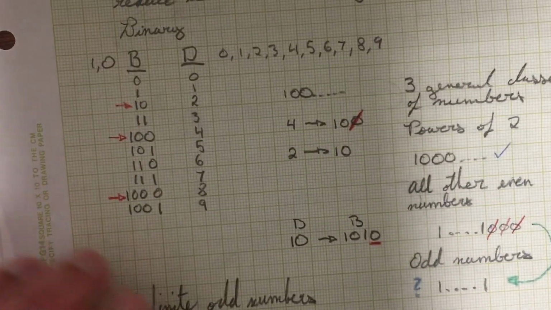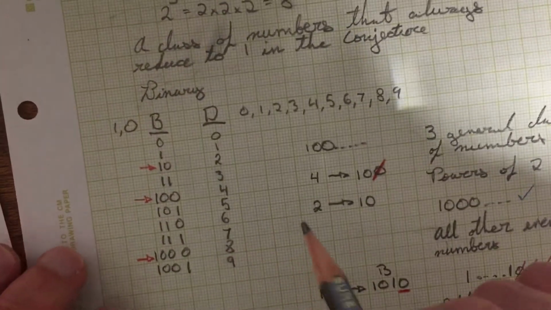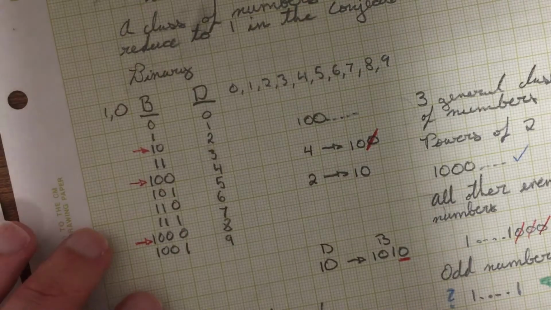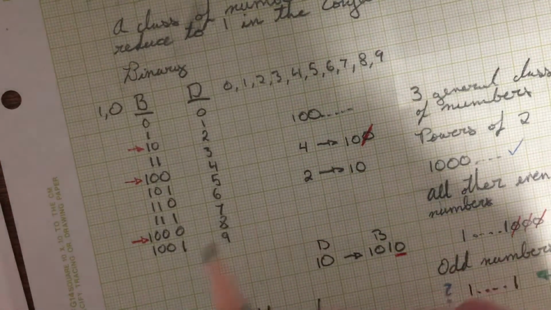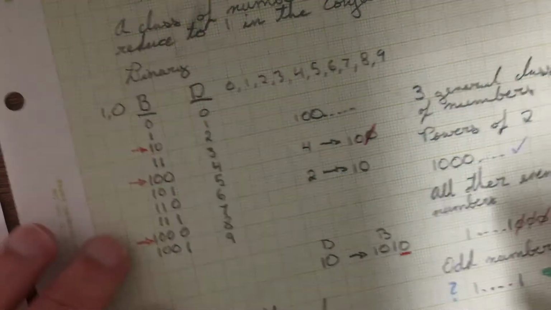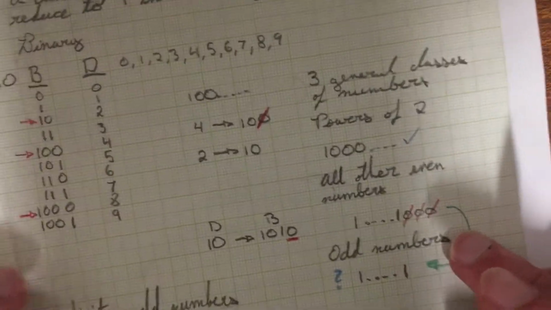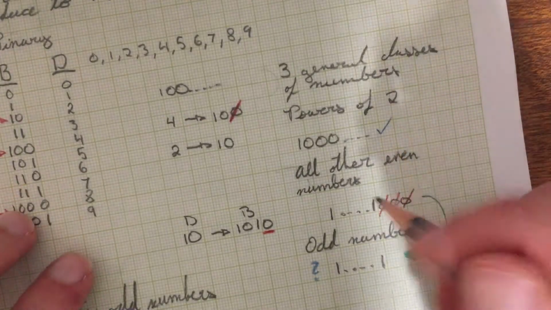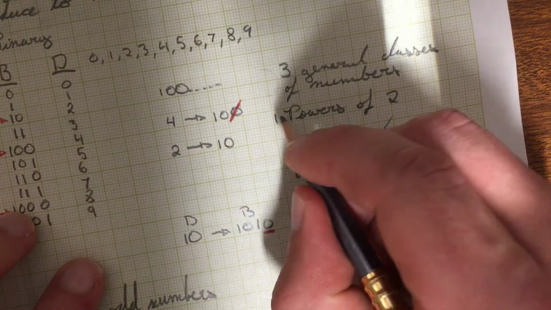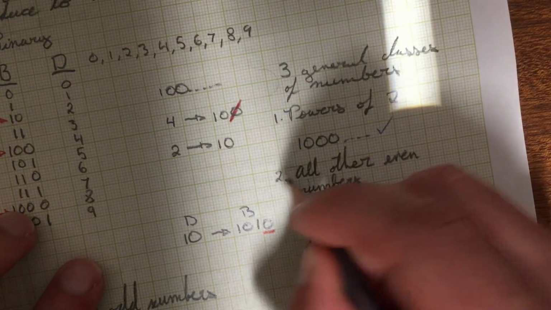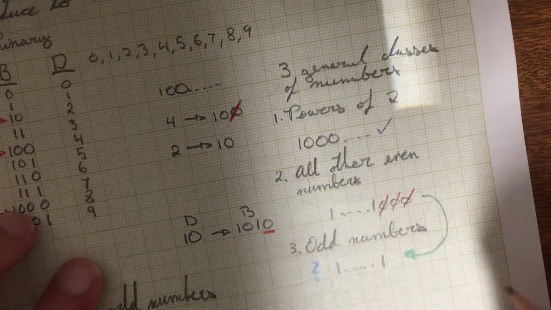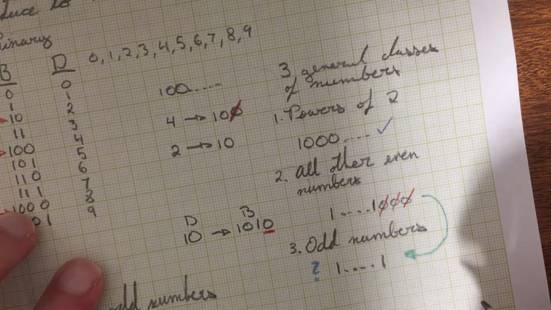So yeah, in our last video, we ran our numbers into binary and looked for some patterns. And immediately we found a neat fact to confirm our previous discovery about powers of 2. And then we found these 3 classes of numbers, right? Powers of 2, all the other even numbers, and then all the odd numbers.